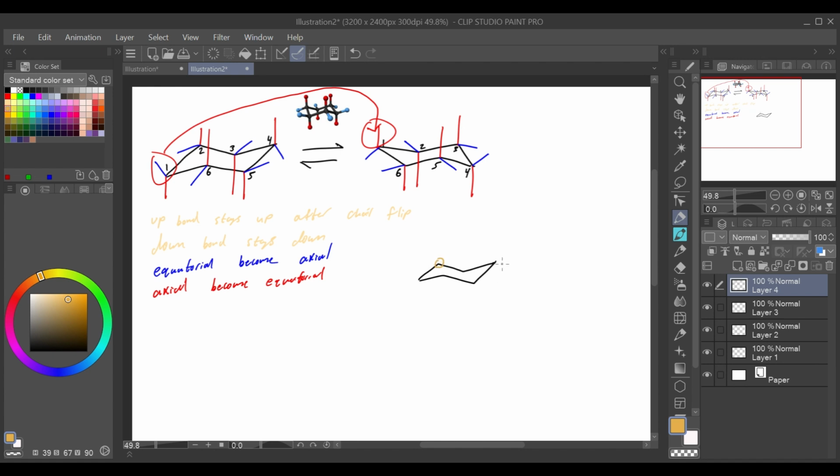If you look at the 3D model, you can see exactly what I'm talking about. The up carbon must have axial up, down carbon must have axial down.